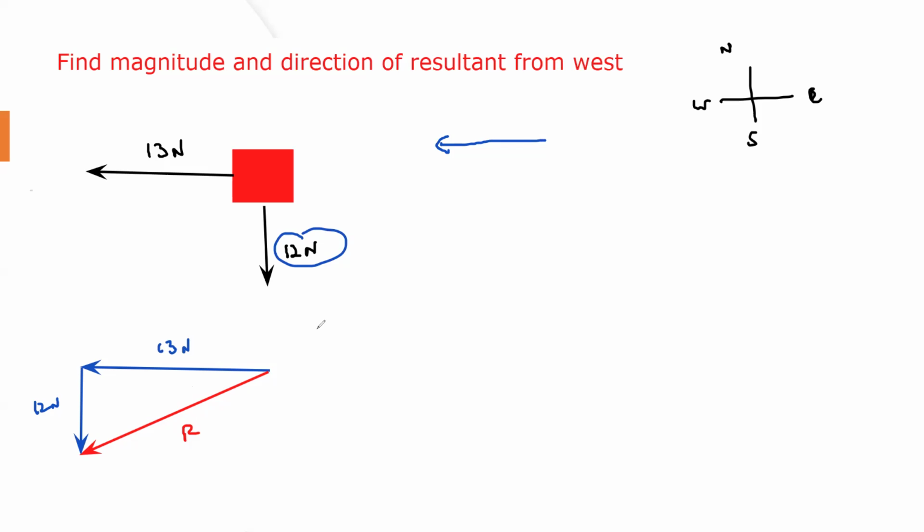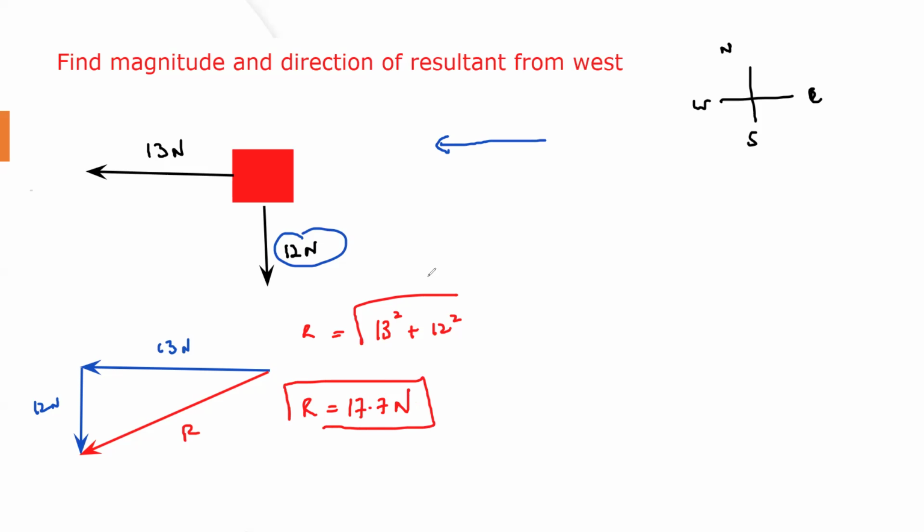So first we need the magnitude. How to get the magnitude of the resultant? It will be the square root of 13 squared plus 12 squared. What's the final answer? 17.69 newtons. Now, how to find the direction?